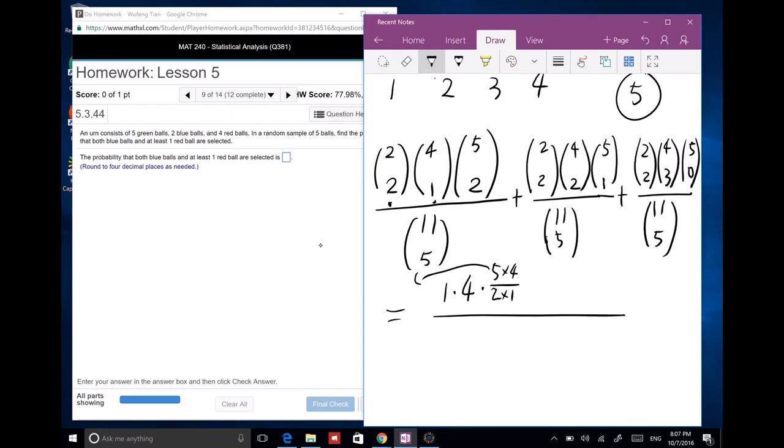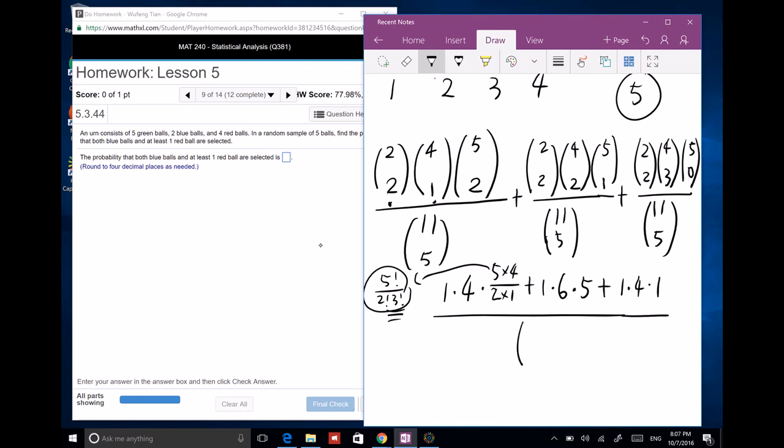This is the same idea as 5 factorial over 2 factorial over 3 factorial. They are exactly the same thing. You can do 5 times 4 over 2 times 1. Choose 2 numbers from the top, 2 numbers from the bottom. Okay, plus, choose 2 from 2 is 1 option. Choose 2 from 4, which is 6 options. Choose 1 from 5, you have 5 options. Choose 2 from 2 is 1. Choose 3 from 4 is 4. And choose 0 from 5 is 1.